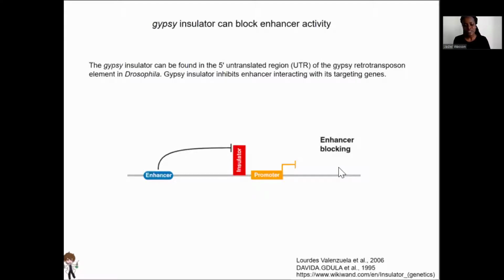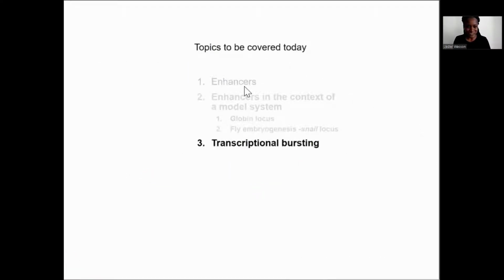Do we have any questions up until this point? I've covered a number of topics, including not only enhancers and the globin locus, but also the snail locus in fly embryogenesis. Is everyone following?